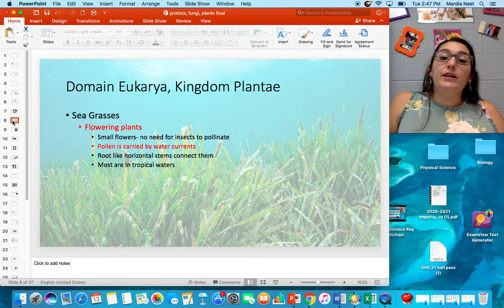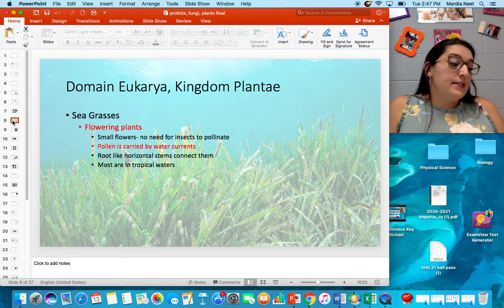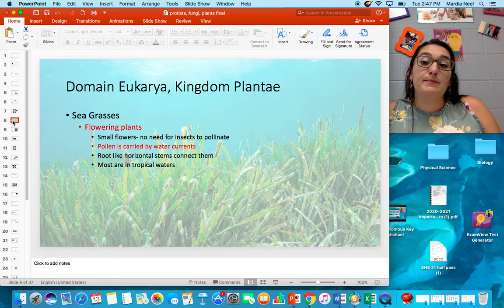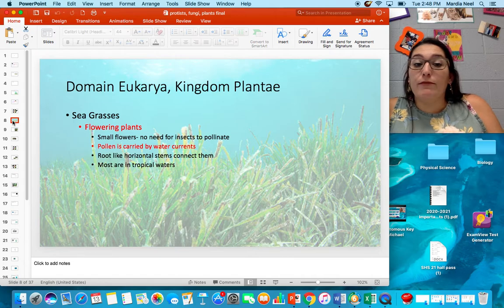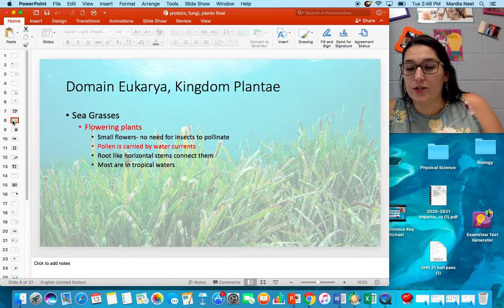So on domain Eukarya, kingdom Plantae, seagrasses are flowering plants beneath the sea. They have small flowers, but there's no need for insects to pollinate these plants. Their pollen is carried by the water currents. They have root-like horizontal stems that connect them, and they're most commonly found in tropical waters.